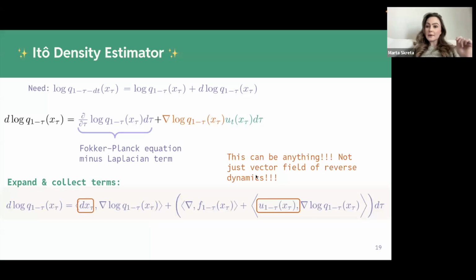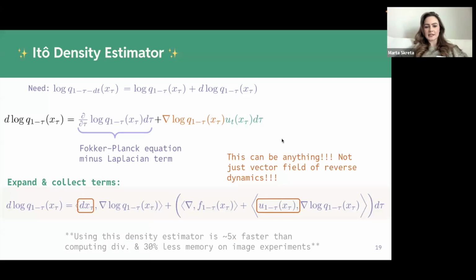And just to show you how much faster this is compared to using other things like Hutchinson's trick to estimate the divergence, depending on the experiment, the GPU and the batch size, this is between 3 to 5 times faster than how we would normally compute the change in density, and also 30% less memory than normal. So this is really nice in that we're able to estimate the density for free.